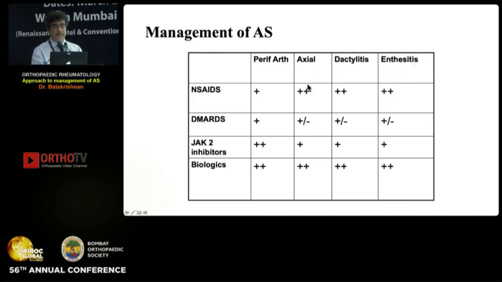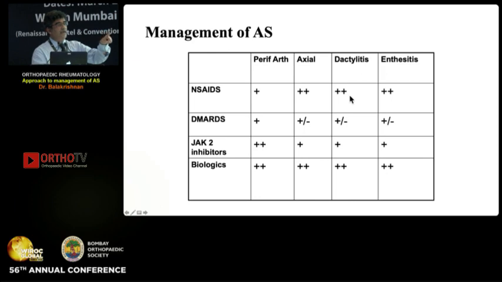Axial disease, NSAIDs are good, and you find that the DMARDs, although salazopyrin is being used, and there are some studies on salazopyrin, the clinical experience has been that it has not been as good as we would probably see in rheumatoid arthritis. The back pain doesn't go away even after 6 months, 9 months of salazopyrin. It does not act that well. JAK inhibitors are also good. Biologics are very, very good for the axial disease, somebody who has only a spine.